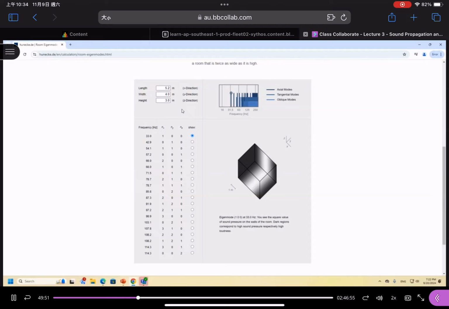The other two are equal to 0. Under the dimensions here, you can check by yourself by using the equations stated in your lecture notes. The first frequency at which it could achieve resonance effect is 33 hertz. The effect is like this. How to read the figures here?